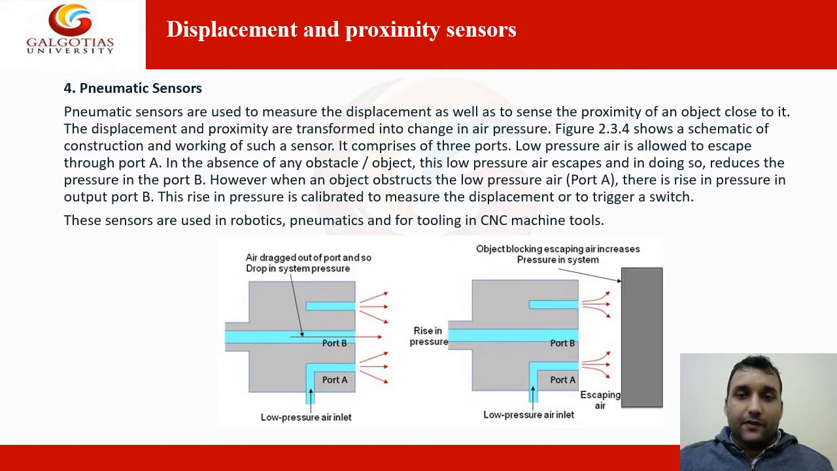It comprises three ports. This is port 1, port A, port B, and this is the third port. The air is dragged out of the port, so there is a drop in the system pressure.